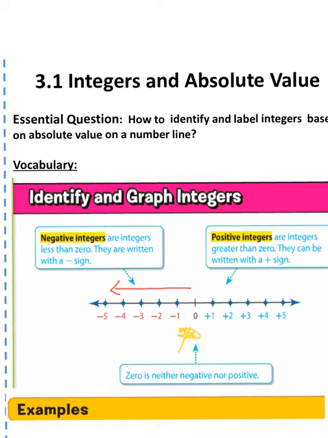Then our positive integers are on the right-hand side of 0. To the right, we notice that the positive integers are integers greater than 0. That means they continue moving towards the right and increase in value. They can be written with a plus sign or a positive sign, and that just tells us that it's going to continuously increase. Now, one thing to always remember is that 0 is neither negative nor positive. It is just a value.